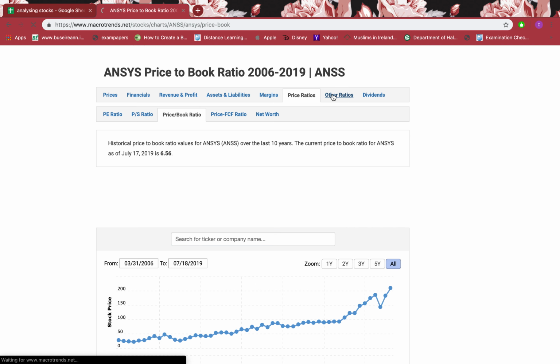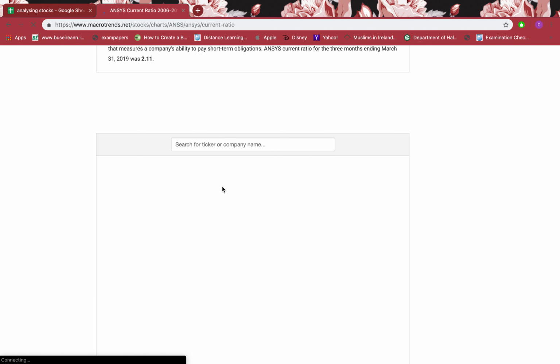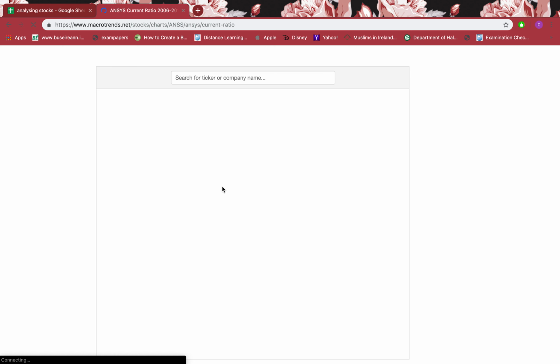Let's go to other ratios and look at the current ratio right now. If the current ratio is less than 1, it's a risky stock. It's very risky to buy. If it's 1.5 or more than that, that means it's a very safe stock. It has a good margin of safety. It's ideal to buy.